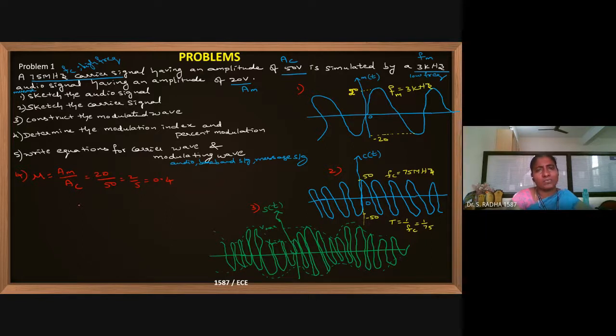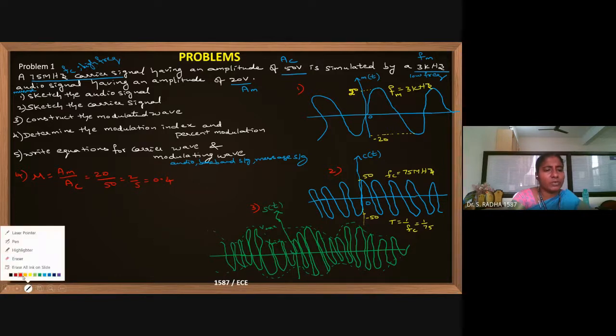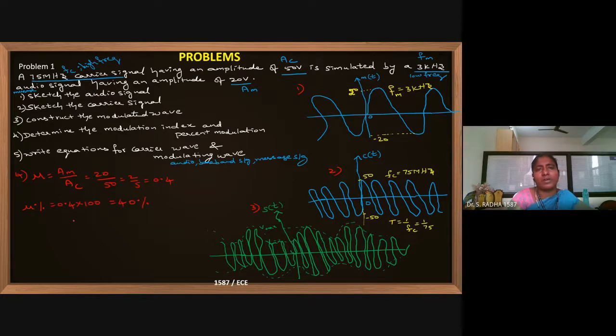Generally, the modulation index value will be less than 1 in AM, so 0.4 is less than 1. Now percent modulation is also asked. Percent modulation means multiplying by 100, so it is 40%.